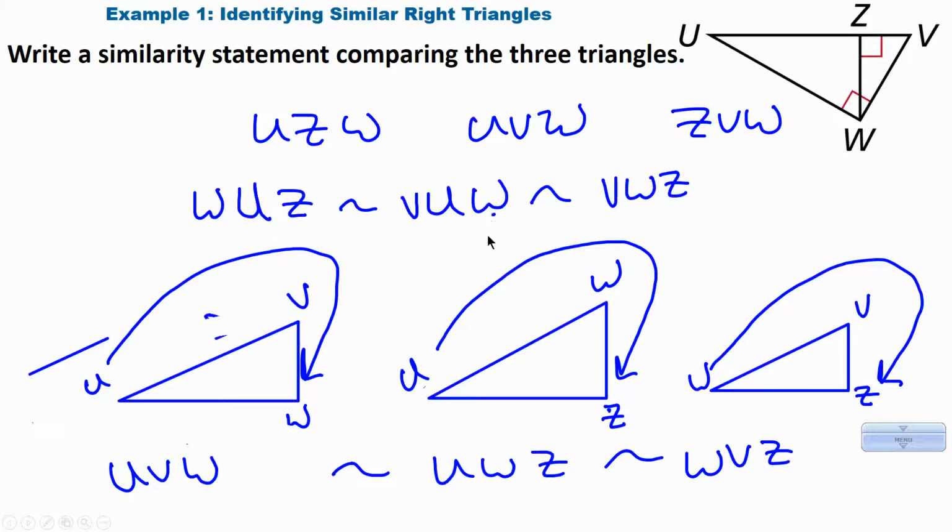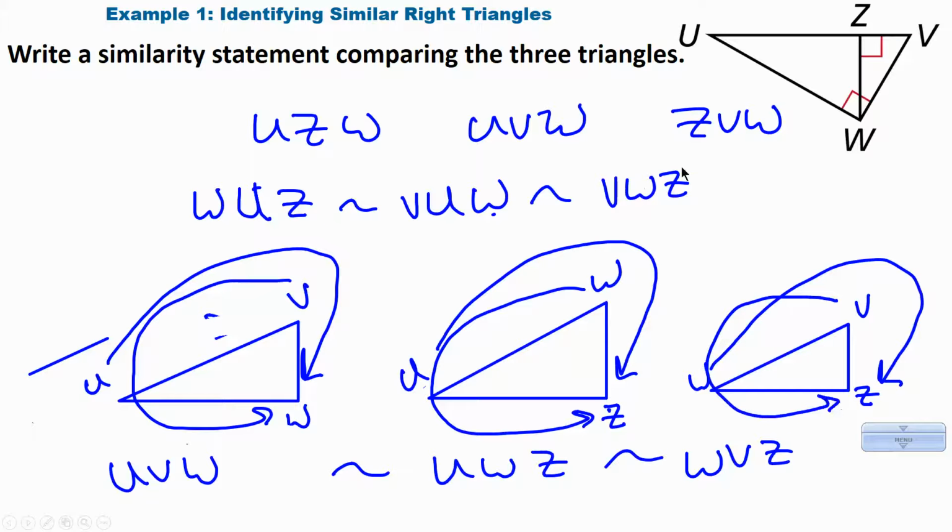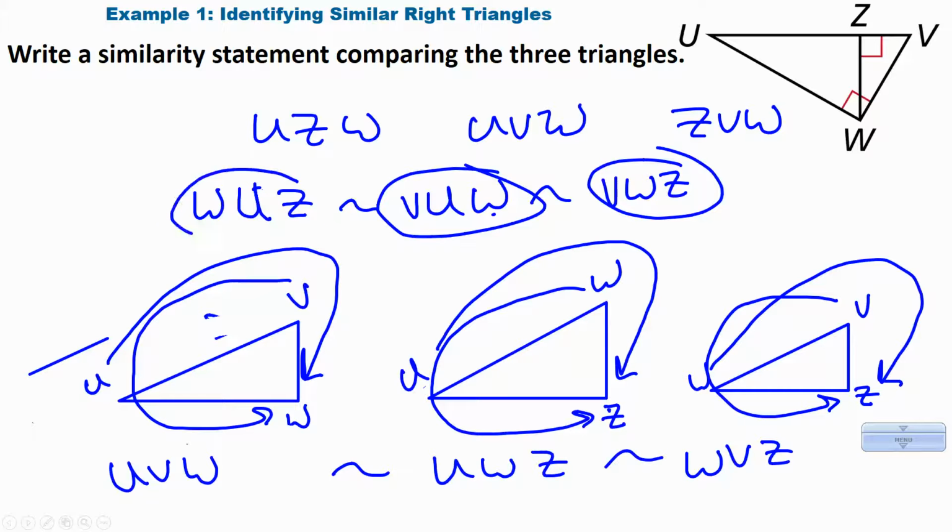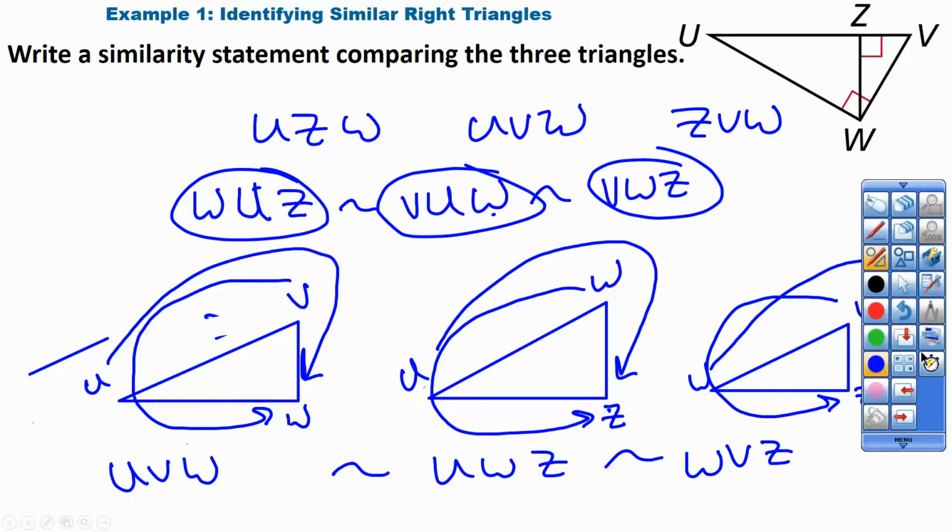Notice how the W ends here, but it's UVW instead of VUW. Well, that's because if you start here and go this way, that would have been this one. If you start here and go this way, that would have been this one. Depending on whether you go clockwise or counterclockwise, it might help to write your triangles out first, and then you write down your similarities. Then you would know that you're right the first time. Either way works.